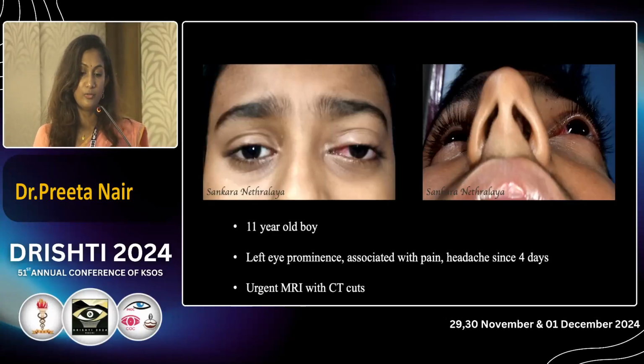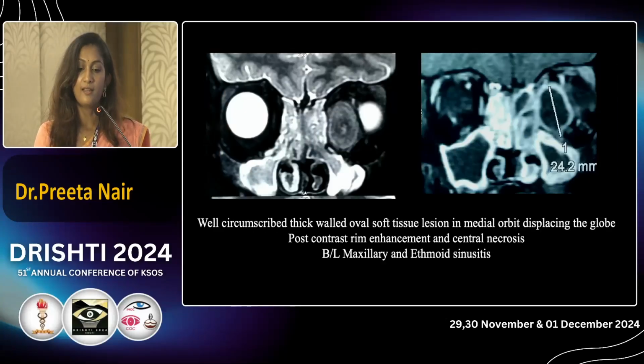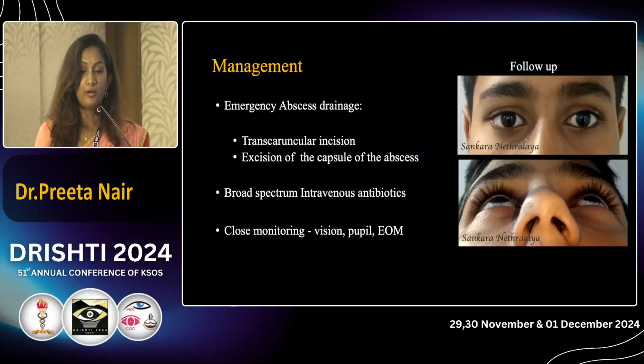This is an 11-year-old boy who presented with left eye prominence, associated with pain and headache since 4 days. An urgent MRI with CT cuts was advised, and the MRI showed a well circumscribed oval soft tissue lesion in the medial orbit displacing the globe, with post contrast rim enhancement and central necrosis. This was suggestive of an abscess. The patient was taken up for emergency abscess drainage through a transcaruncular incision, and the capsule was also excised. Simultaneously, the patient was also started on broad spectrum IV antibiotics.